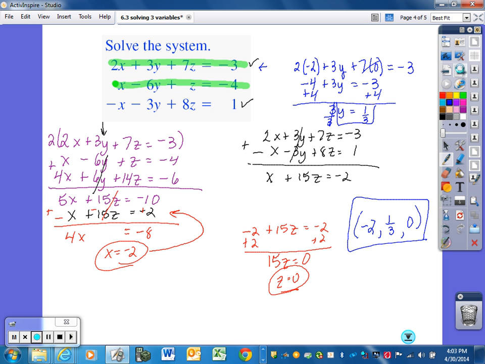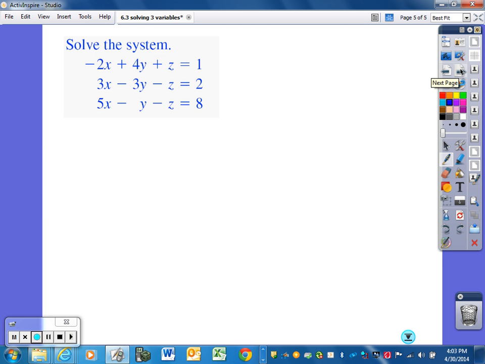And let's try one last one. The system is negative 2x plus 4y plus z equals 1. 3x minus 3y minus z equals 2. And 5x minus y minus z equals 8. And if I use the first two equations, what variable do you drop? z, since one is a plus, one is a minus.